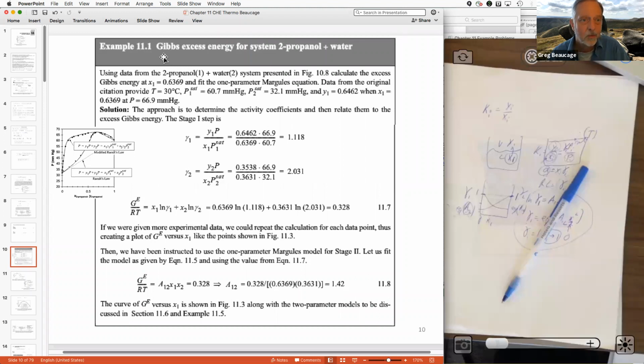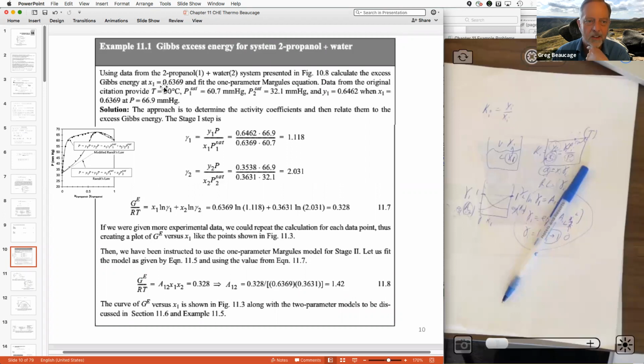Problem 11.1 is kind of simple. I think everything's given here. There's no iteration, so this is the only problem where you don't have to iterate. You're given some composition, the liquid composition, and then you find the Margules equation, with data from the original citation.